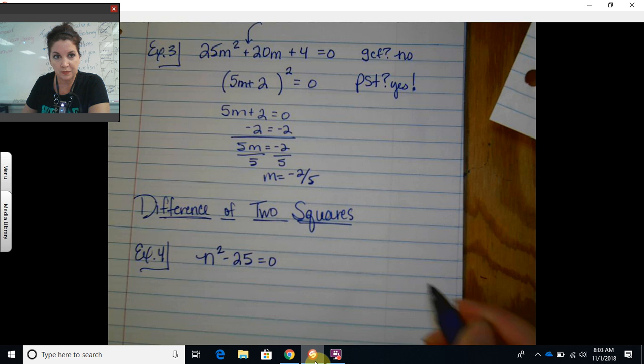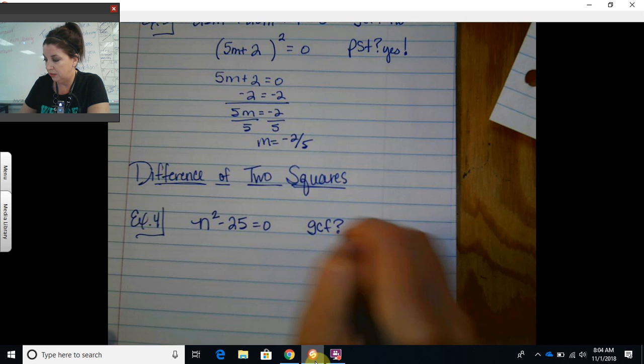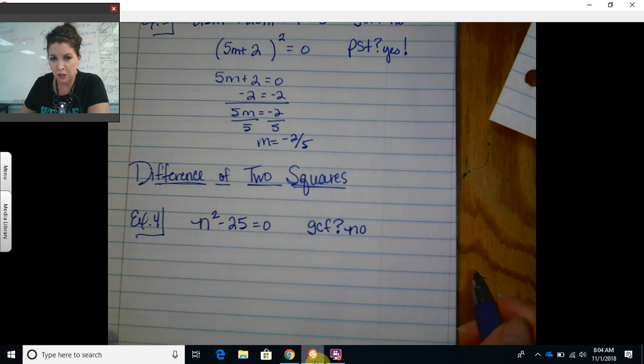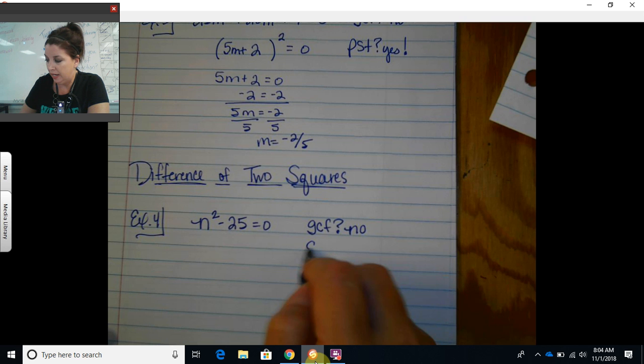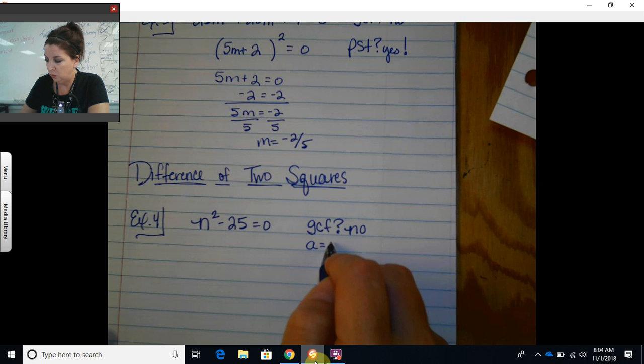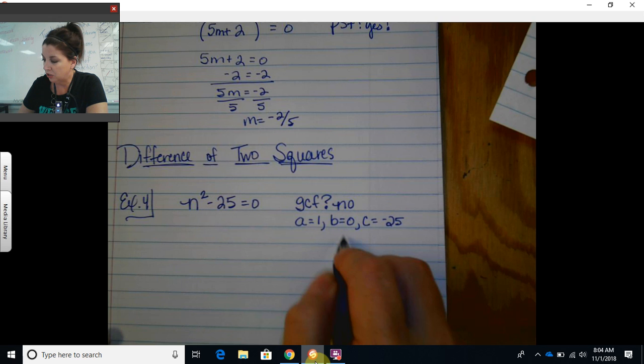Let's just factor this old divide and slide way first, okay? Is it set equal to 0 and in standard form? Yes. Is there a greatest common factor? No. Okay? We're missing a term, right? What term are we missing? B. We have an A. We have C. C is always the constant. We don't have a linear term, so we're missing B. So what is our A? 1. What is our B? 0. And what is C? -25.